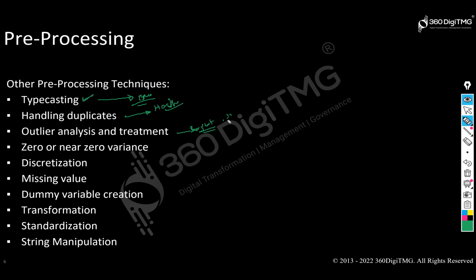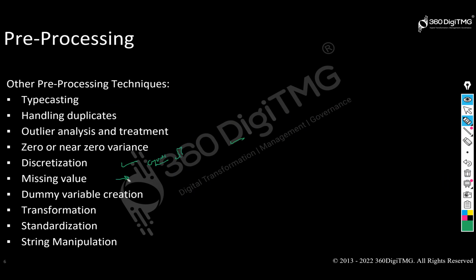Then zero or non-zero variances. If any column has zero variance, then neglect it. Since the values are 1, 1, 1, 1, 1, it is not going to give any detail, right? Waste. So we can delete this kind of column. And discretization is also called grouping. That is binning. In the histogram we did binning.